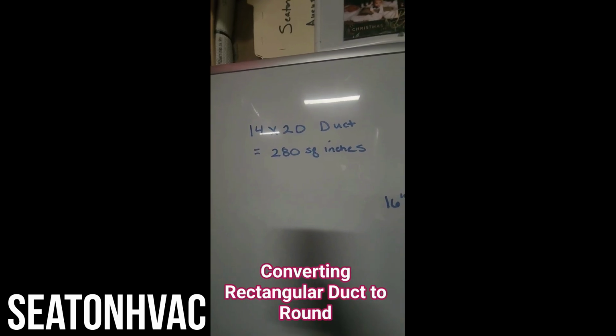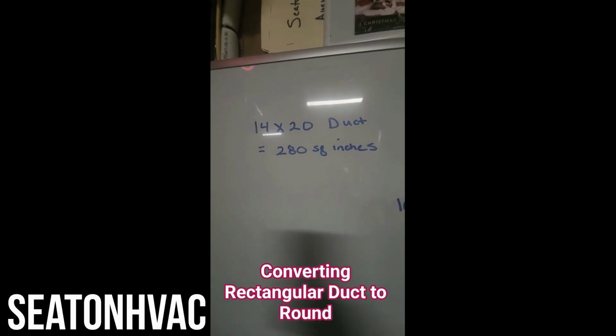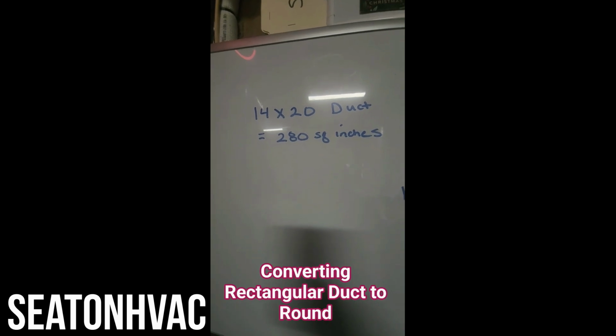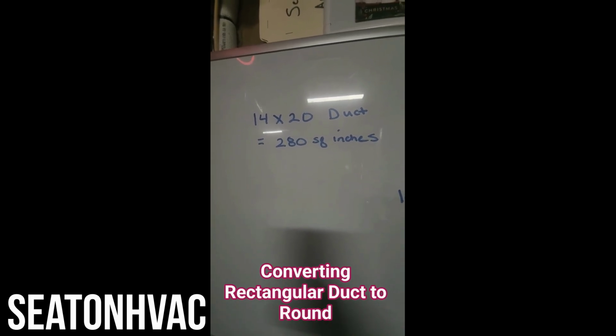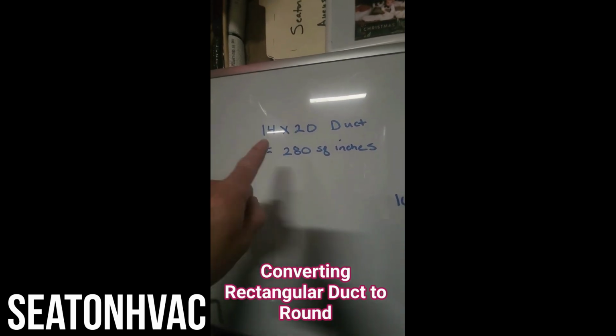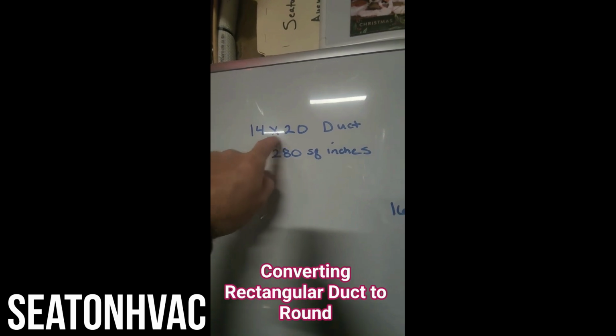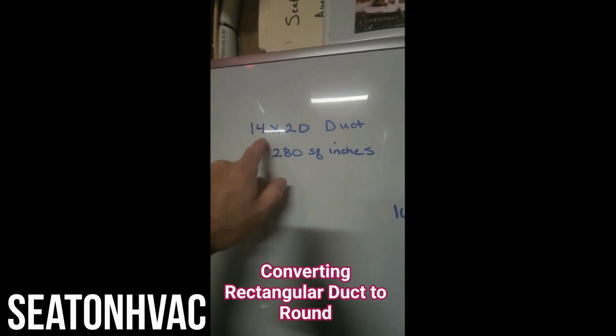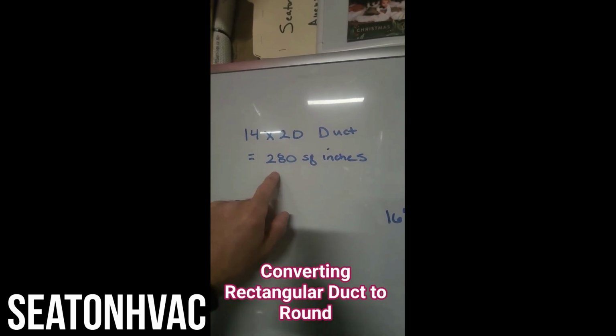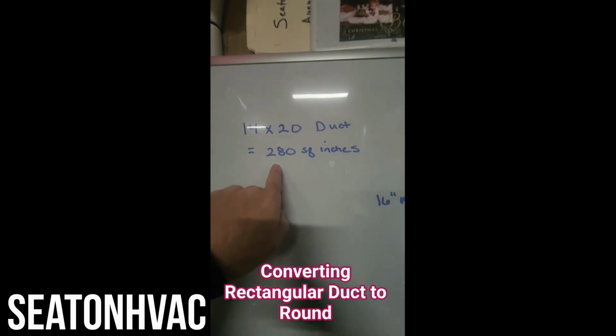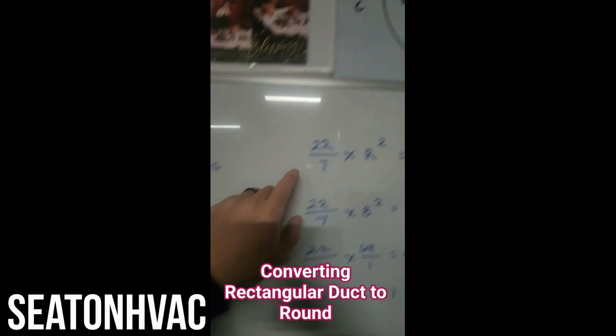So you don't have a ductulator handy with you, don't have any way to convert it, can't cheat and use your phone. How are you going to figure this out on paper? We need to convert this rectangular duct to round: 14 by 20 rectangular duct. What you do is you multiply those two dimensions, and it gives you 280 square inches. How do we convert that to round?